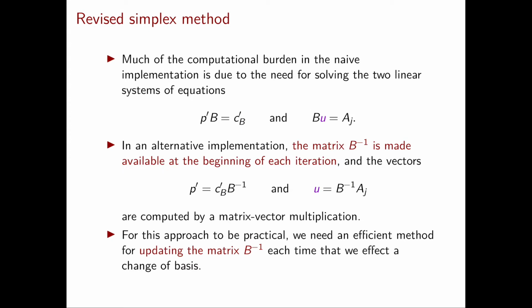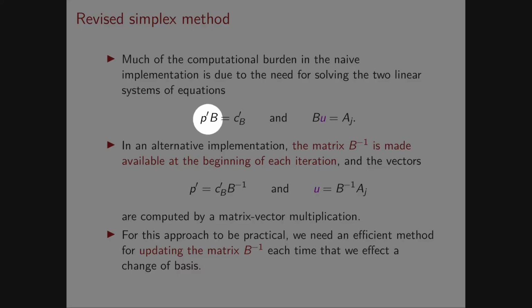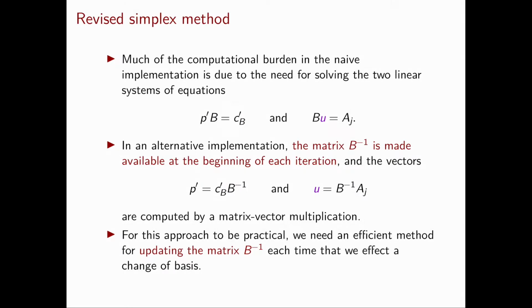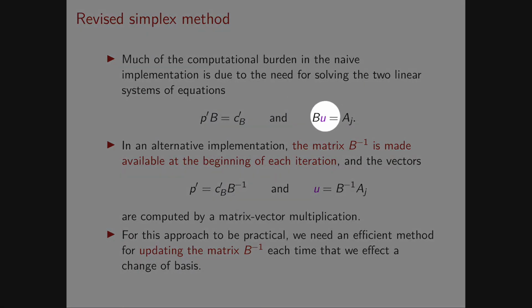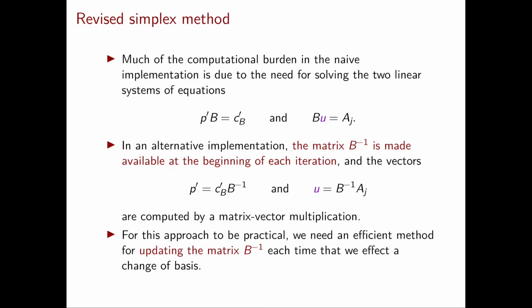To be able to replace the m cube with the m square in the runtime, we need first to understand where this m cube comes into play. And it comes into play in two specific points in our implementation. Namely, when we compute the vector p from the system p transpose B equal to cB transpose, and when we compute the vector u using the system Bu equal to aj.